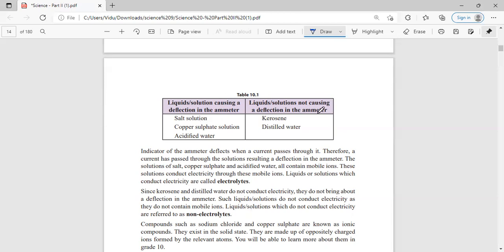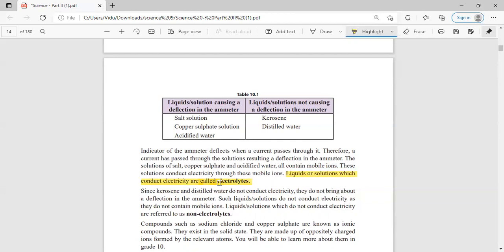So these liquids or solutions which conduct electricity are called electrolytes. Liquids or solutions which conduct electricity are called electrolytes.